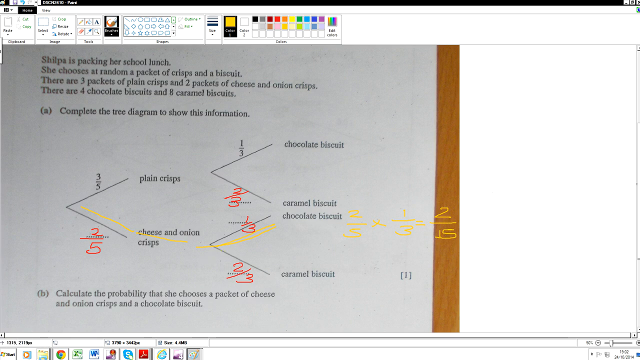Is there a part C on that page? No. Is that the end of the examination question? Yeah. Lovely. Let's get rid of this and get a new one on.